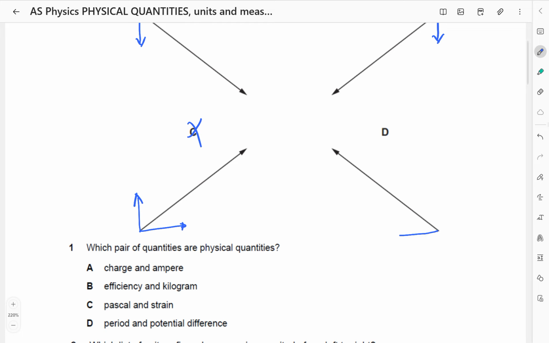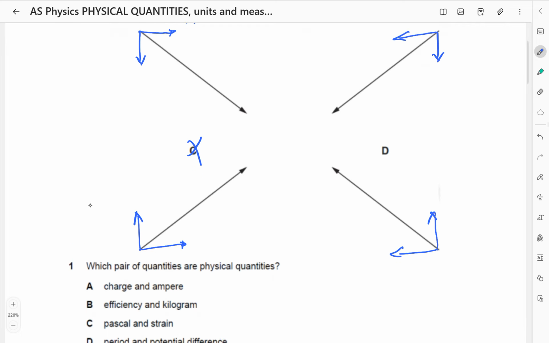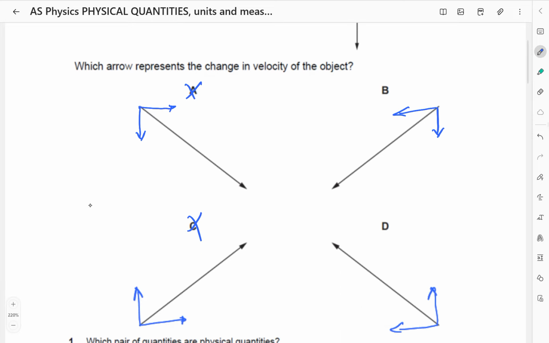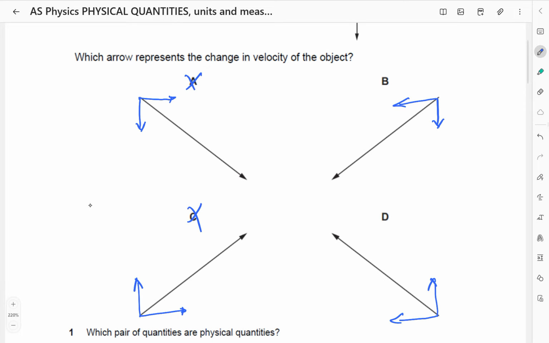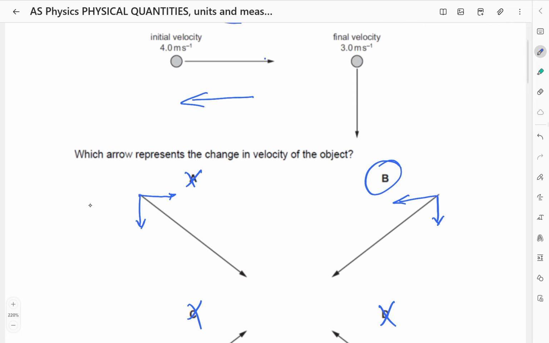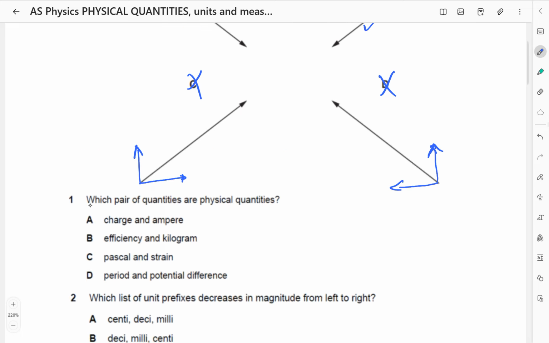This one has a component in the horizontal to the left, and a component in the vertical upwards. But then we notice that the final velocity is downwards. Because it has a component upwards, yet the final velocity is downwards, this one is also out. Therefore, our correct answer is going to be B, because our final velocity is downwards and there's a component in the horizontal to the left to cancel out the 4.0 meters per second. So our answer is going to be B.